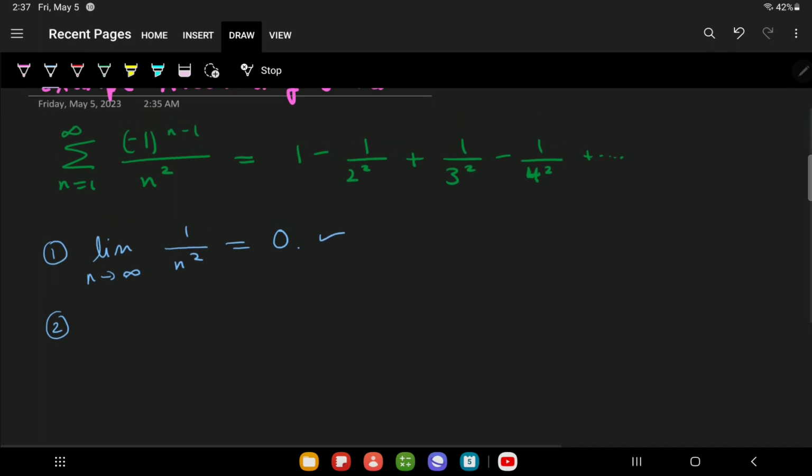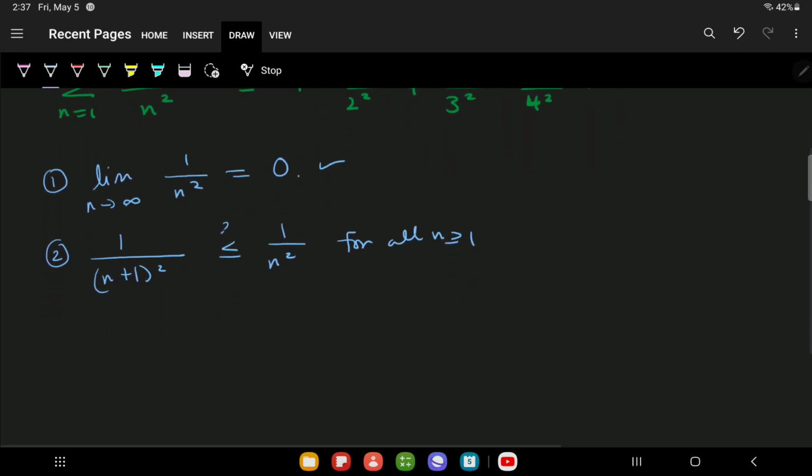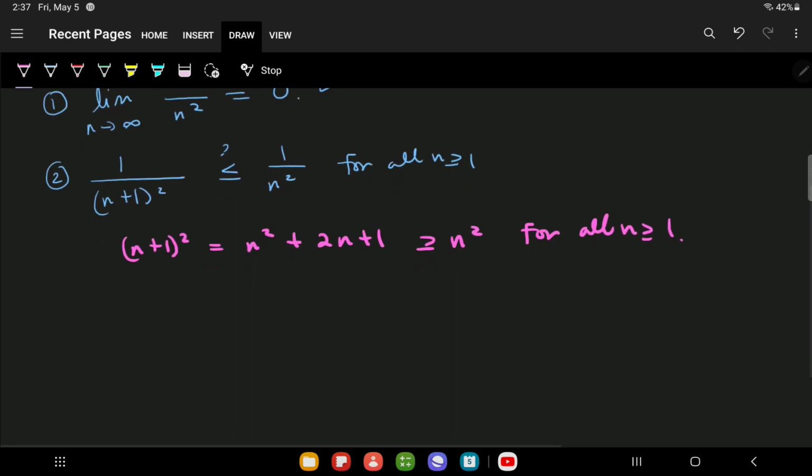The second thing we need to check is if the next term, 1 over (n plus 1) squared, is less than or equal to 1 over n squared for all n greater than 1. And because the numerators are constant, we can do that trick that we usually do. We know that (n plus 1) squared is n squared plus 2n plus 1. Well, that's greater than n squared for all n greater than 1, because with 2n plus 1 we're just adding positive terms, so this is clearly true.